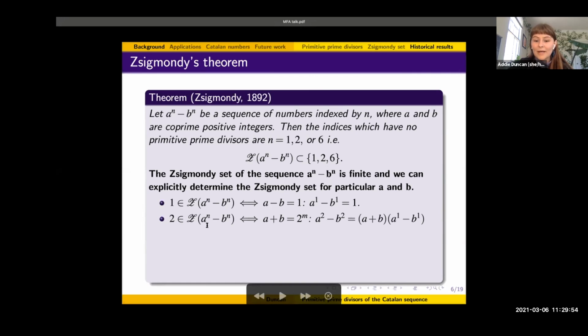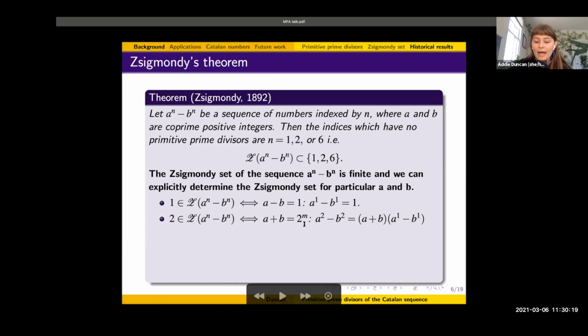This is a term indexed by 2, and that's a squared minus b squared. And we can factor it as a plus b times a to the 1 minus b to the 1. Well, a to the 1 minus b to the 1 is the first term in the sequence. So we know that any primes that divide this first term can't be primitive for the second term because they've already appeared in the sequence. So if we want any primitive divisors, they have to come from this term a plus b.